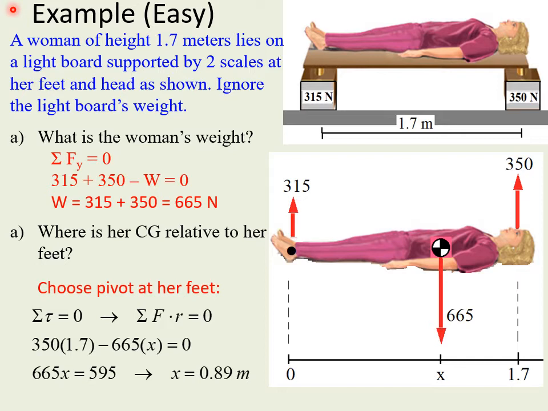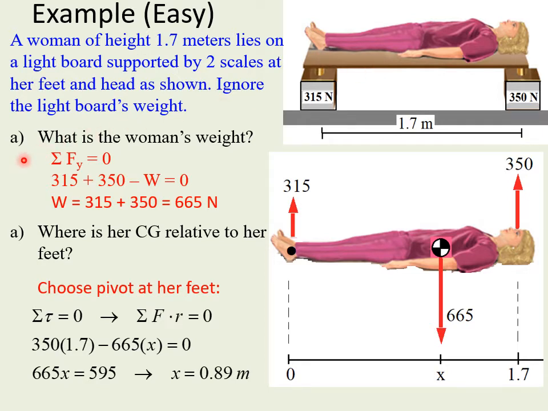So here's another fairly basic example. A woman of height 1.7 meters lies on a light board supported by 2 scales at her feet and head as shown. Here she's lying on this board. Each end of the board is supported by a scale, and this scale reads 315 newtons and this scale reads 350 newtons. The distance between the centers of the scales is 1.7 meters. That is her height. And we're going to ignore the light board's weight in this problem. We'll assume that it's really lightweight.